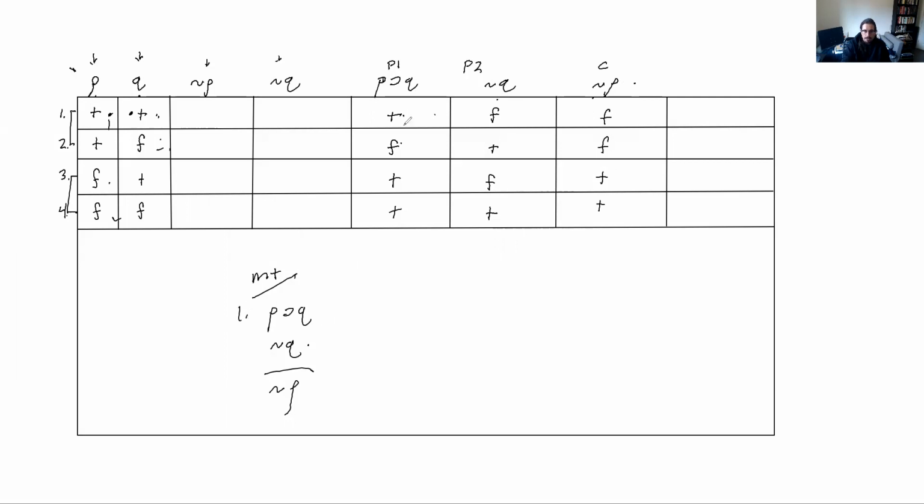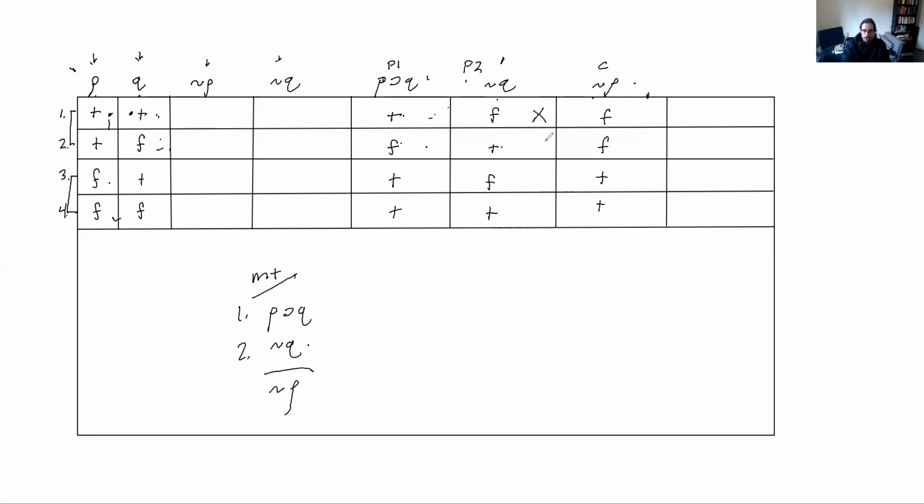So this is premise 1, that's up here. Premise 2, that's right there. And our conclusion, that's right here. So again, we're going to check the premise columns and identify all the rows that have all true premises. So we have true, false, so we don't care about this row.